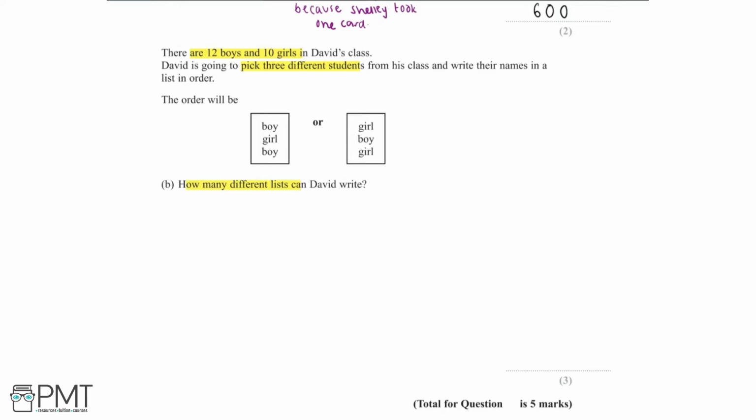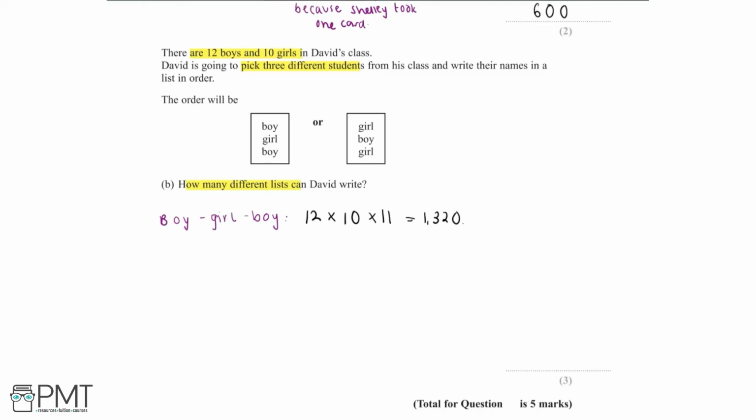So let's start with boy, girl, boy. So we start off with 12 boys. Then we have 10 girls. And now there are 11 boys remaining, because 1 has already been chosen at the beginning. So there are 11 boys left to choose from. And so like we did before, to find the number of different combinations for this, we do 12 multiplied by 10 multiplied by 11, which will give us an answer of 1,320.